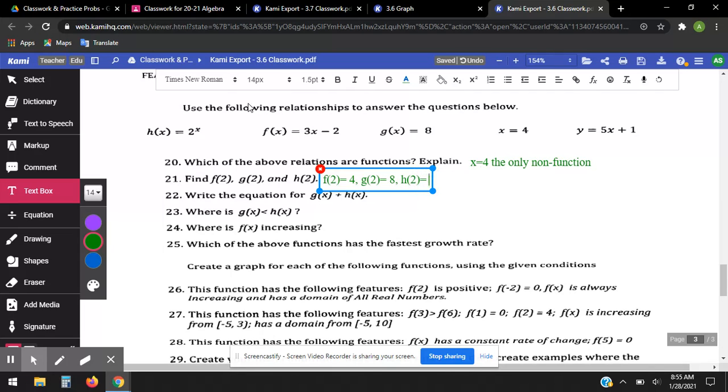h of 2 equals, let's go over to h. If I put a 2 into here, so 2 to the second power would be 4. There we go. All right, next one.